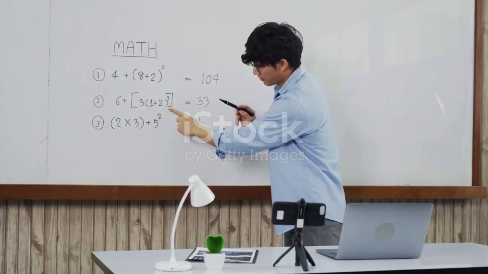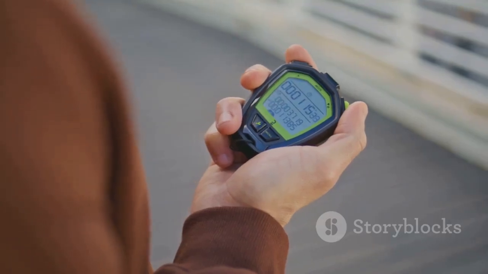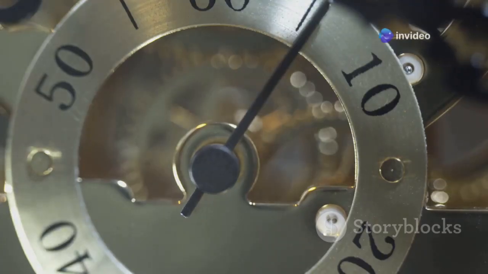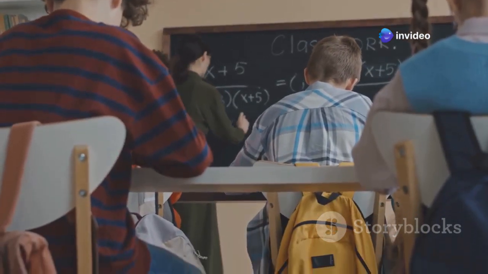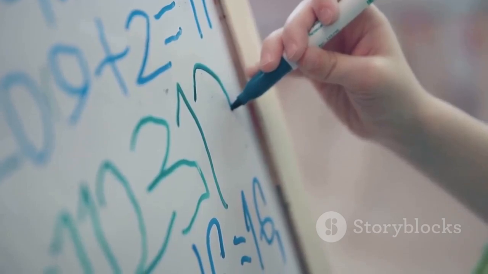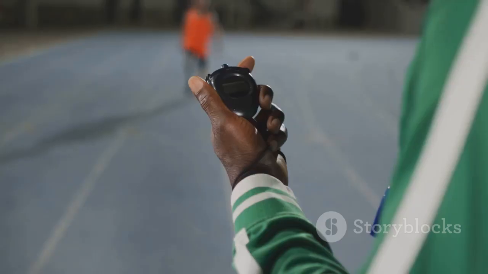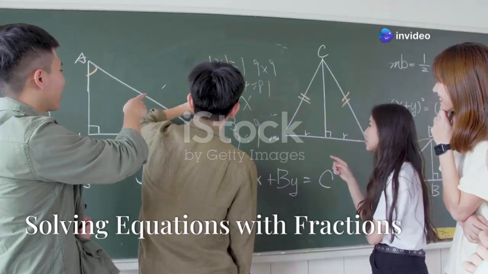Let's talk about time conversions. If an athlete completes a race in 135 seconds, how many minutes and seconds is that? We know that there are 60 seconds in a minute. To convert seconds to minutes, we divide the total seconds by 60. So 135 seconds divided by 60 seconds per minute equals 2 with a remainder of 15. Therefore, the athlete completed the race in 2 minutes and 15 seconds.